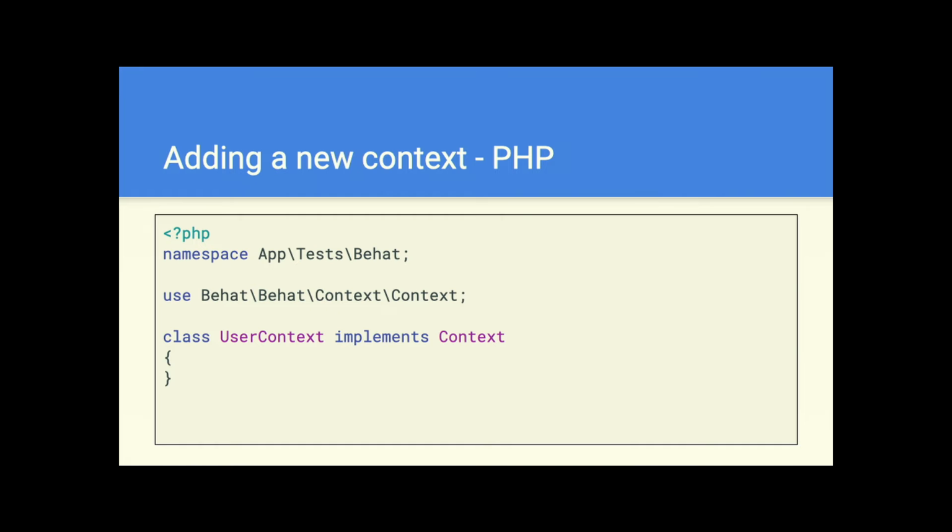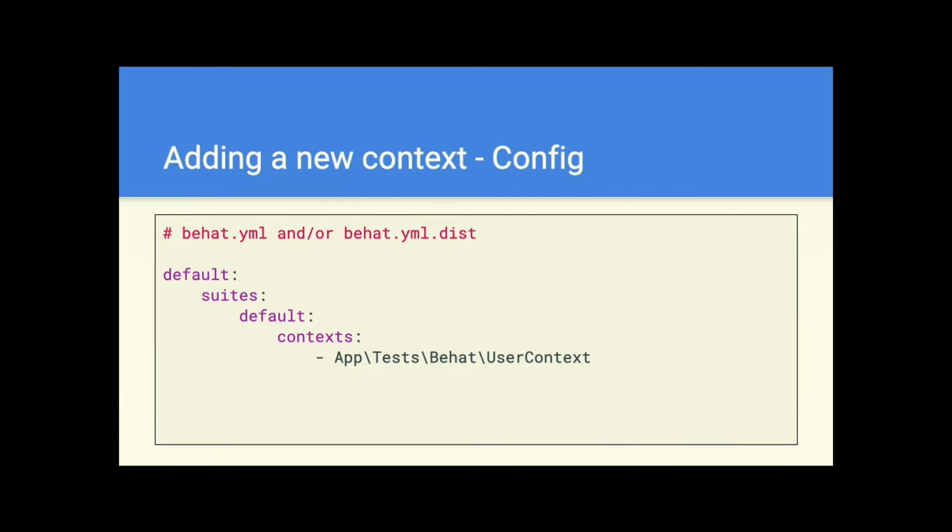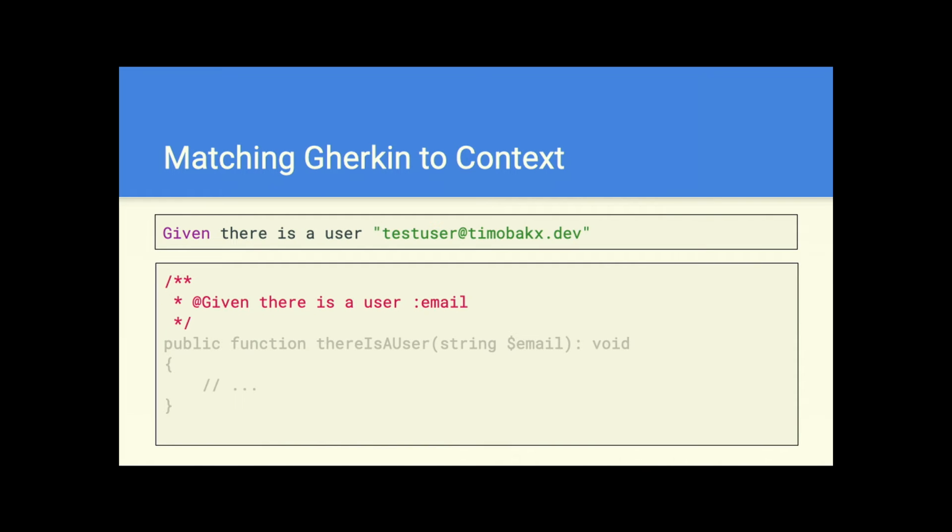Starting a new context, you need a context class, which implements the Behat context. And you need to make sure that Behat knows that it's actually there. And you do that by adding it to your YAML file. Next, you need to make sure that Gherkin can actually match a step. In this case, there's a given there's a user with an email address.